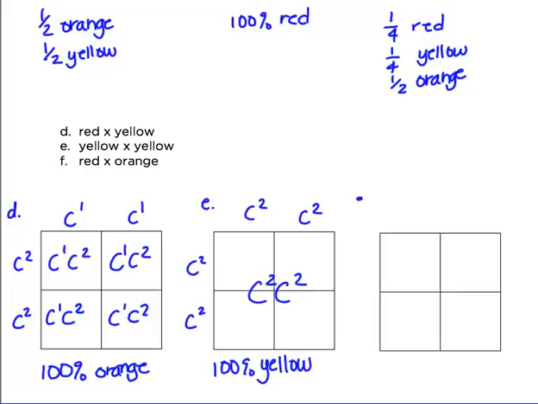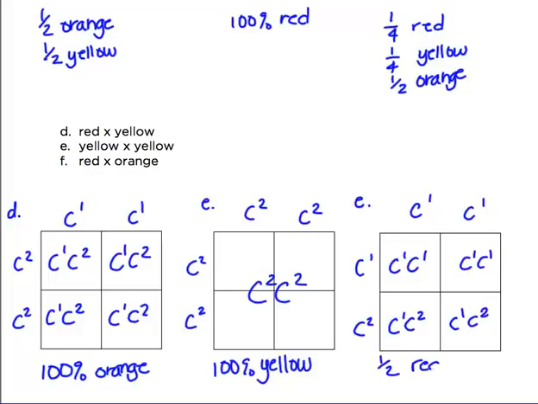And for E, finally, you have a red times orange. So to be red, you have to be C1, C1, and the orange is heterozygous, so you have C1, C2. So you have half being C1, C1, which is red, and the other half being heterozygous C1, C2, which is orange.